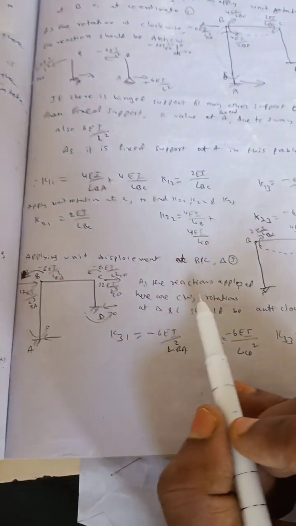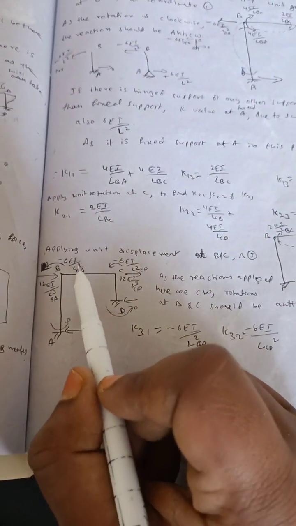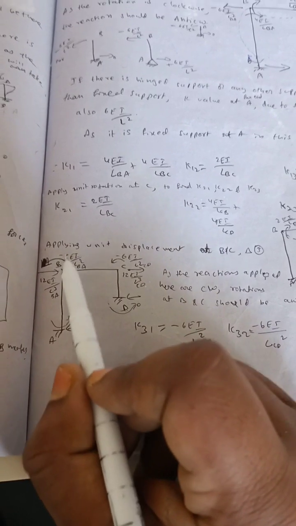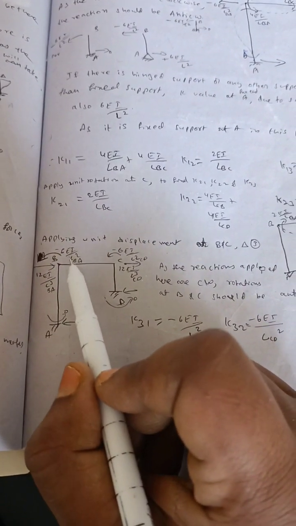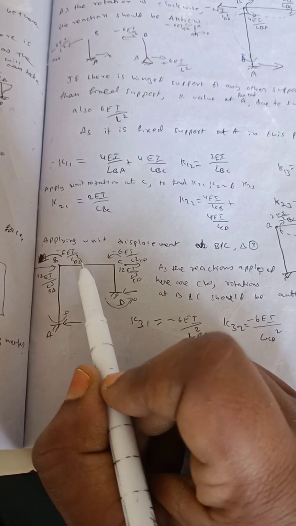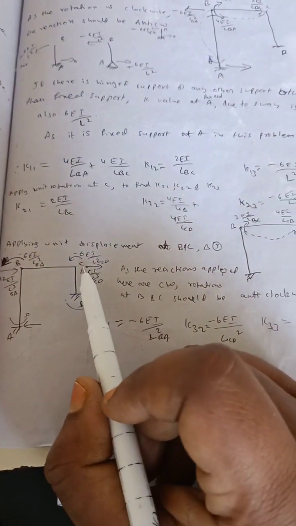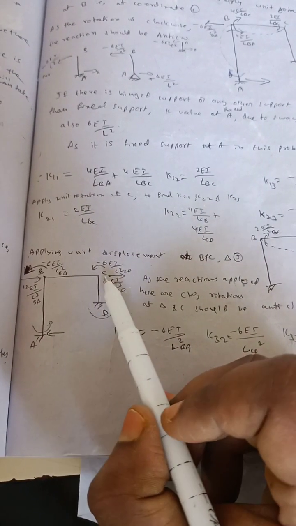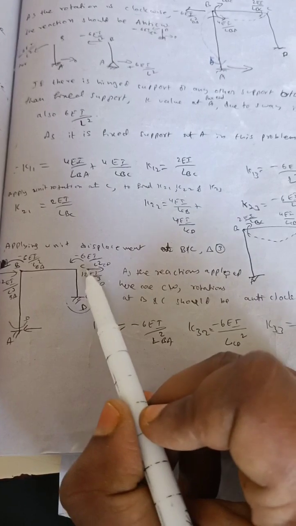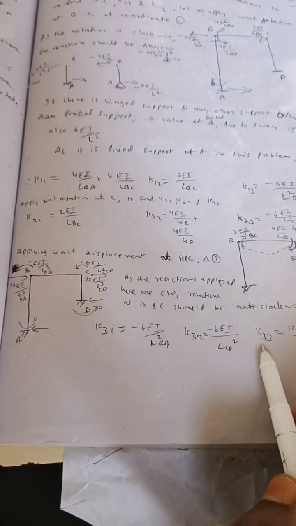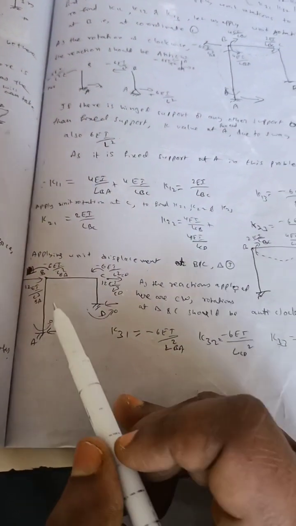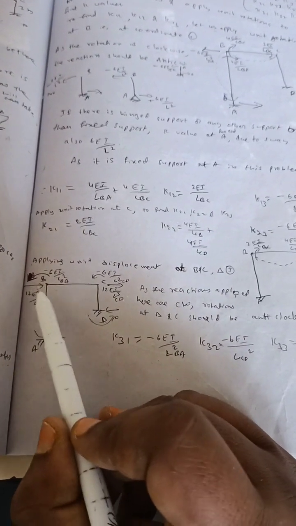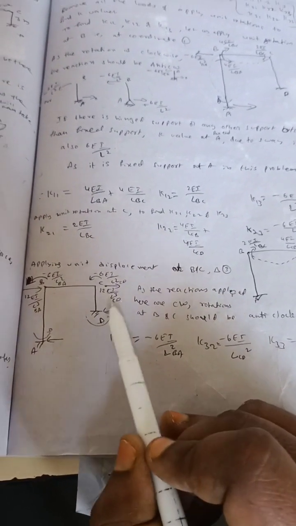Okay, now K31 value is this one at first coordinate. Due to the unit displacement at third coordinate, what is the value of K at first coordinate? Minus 6EI by LBA square. Due to the unit displacement at third coordinate, what is the value of K at second coordinate? K32 is minus 6EI by L square. Due to the unit displacement at third coordinate, what is the value of K at third coordinate? Means 12EI by L cube BA plus 12EI by L cube CD. In this way we can find K31, K32, K33.